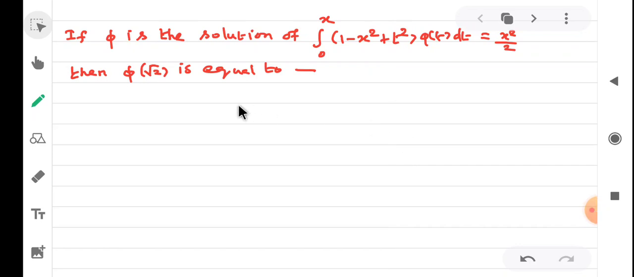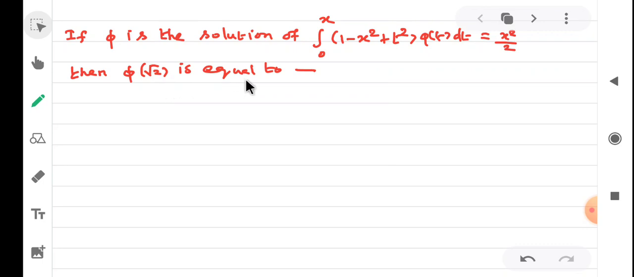In this video, we are going to discuss a problem on integral equations. Okay, so let us see the problem. If phi is the solution of integral 0 to x (1 minus x square plus t square) into phi of t into dt equal to x square by 2, then phi of root 2 is equal to, okay.